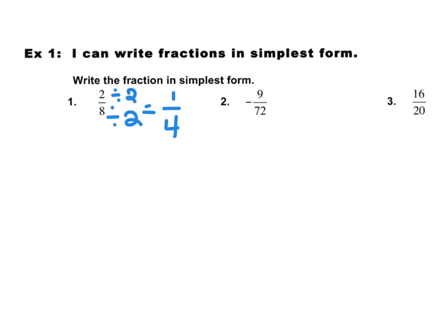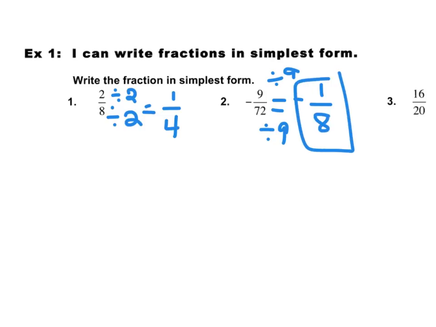So let's take a look at -9 all over 72. Right away I know that my answer is going to remain negative, so I'm just going to put my negative sign right there. Let's take a look at 9 and 72. The number 9 can go into 9 one time, and the number 9 can go into 72 8 times. So when I simplify, 9 divided by 9 is equal to 1, and 72 divided by 9 is equal to 8. So my answer here is going to be -1/8.